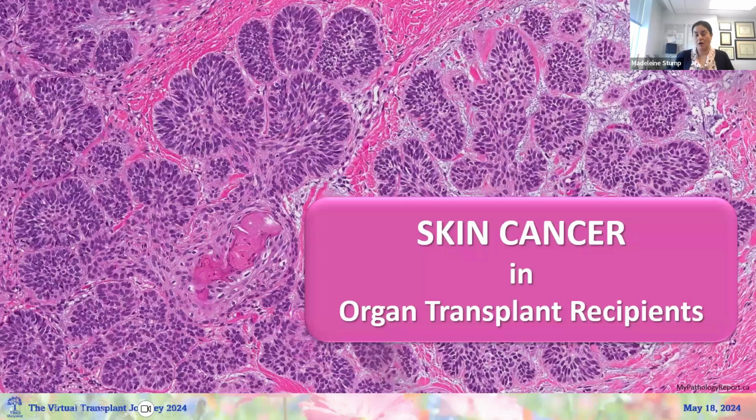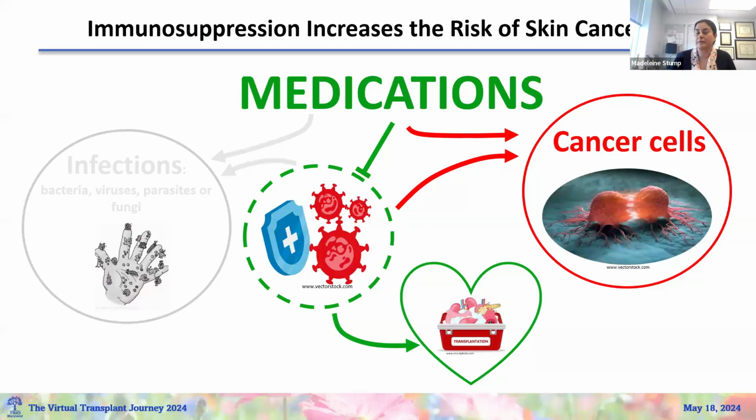Now we're going to talk about the skin cancer in organ transplant recipients. This is a bigger and important part of the presentation. So again, our very familiar slide. We have suppressed our immune system to keep the transplanted organ happy, but now the screening abilities of our immune cells have been significantly reduced to be able to detect malignant or cancer cells.